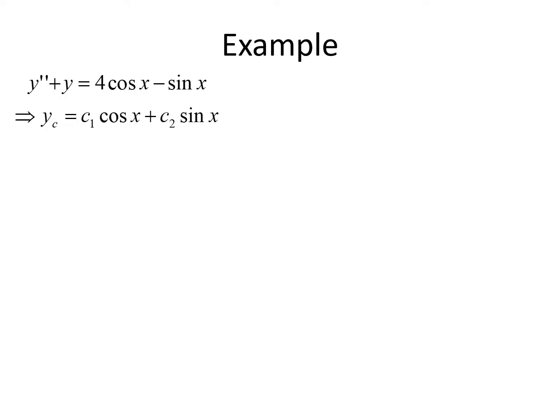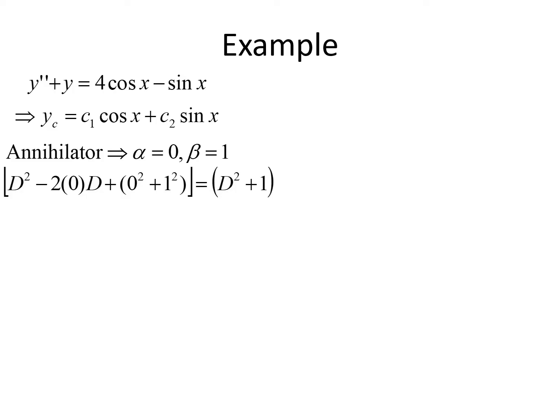All right, we're going to apply the annihilator of the right-hand side to the differential operator form of our equation. So if we have 4 cosine x minus sine x, now those both have the same alpha and beta values, so we'll have a single annihilator there. We don't have to multiply annihilators together. So our alpha is 0 because there is no exponential, and our beta is 1. So that means that the annihilator of our right-hand side is going to be d squared minus 2 times 0d plus 0 squared plus 1 squared. And if we simplify that, that's going to be d squared plus 1.